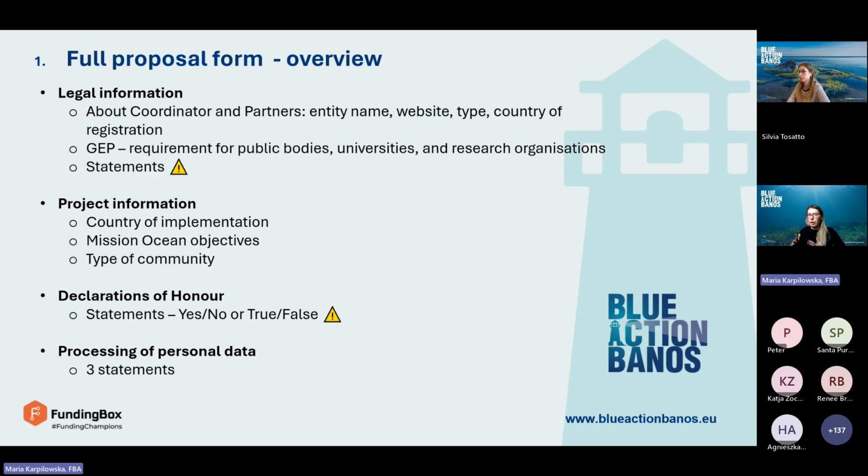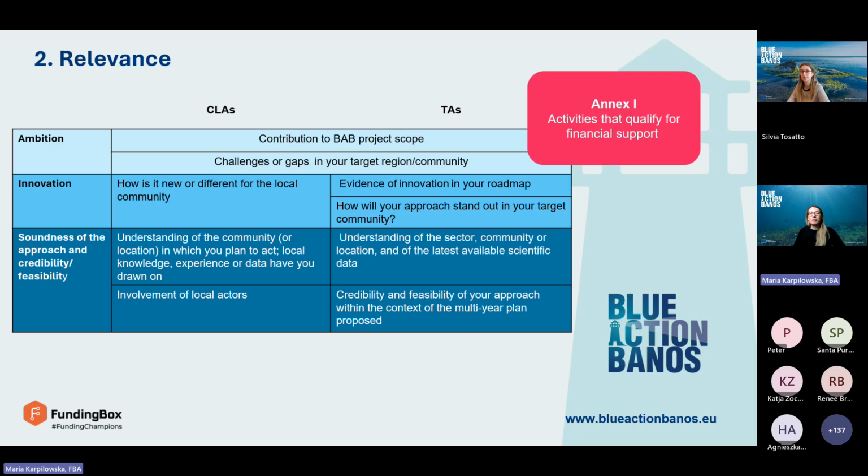Just to remind you, sorry, I need to change the slide. Yes. But just to remind you, each criterion is evaluated on the scale between 0 and 5. And each proposal is evaluated by 2 independent evaluators, right? So the relevance criterion is about mainly ambition and innovation. And let's see how this is defined for the purpose of BlueActionBANOS open calls.